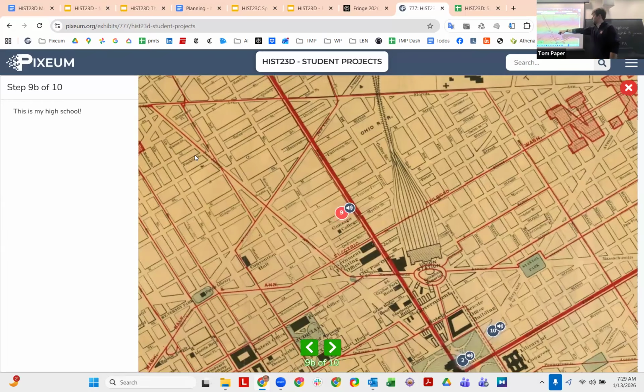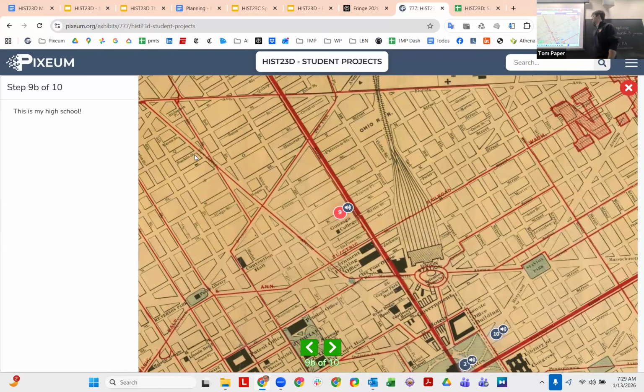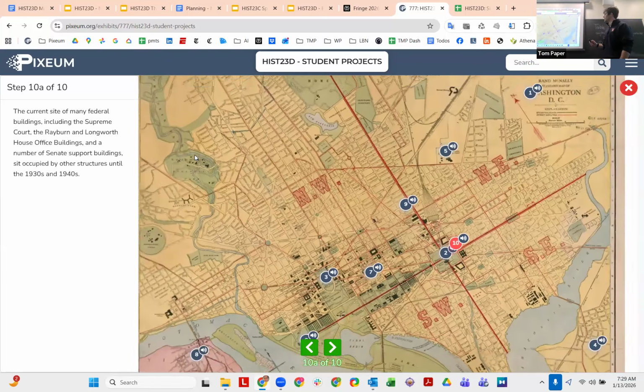Cool Easter egg, my high school is actually listed on there, Gonzaga College High School. It was federally chartered in the 1800s. It's not a federal building, so I don't know why it's on there, but just thought that was cool.